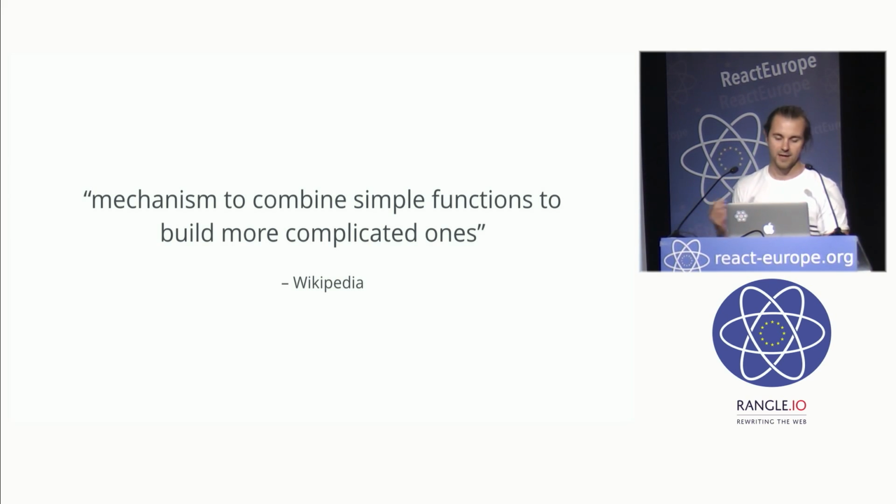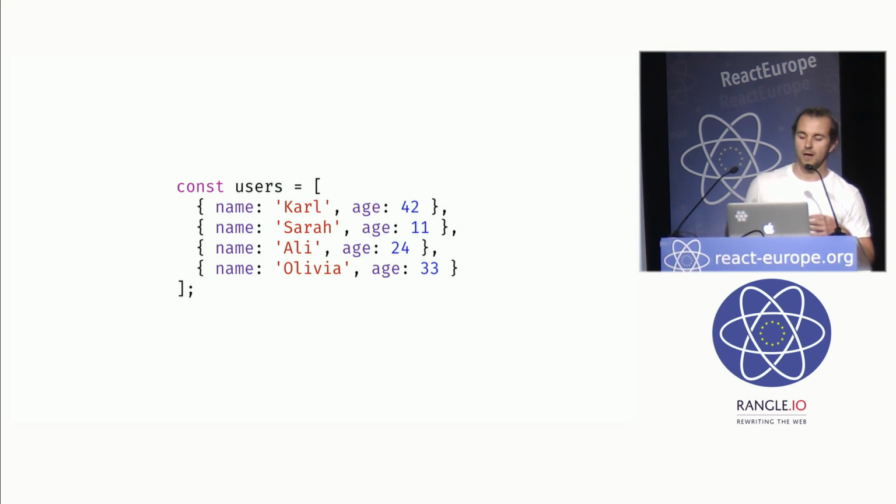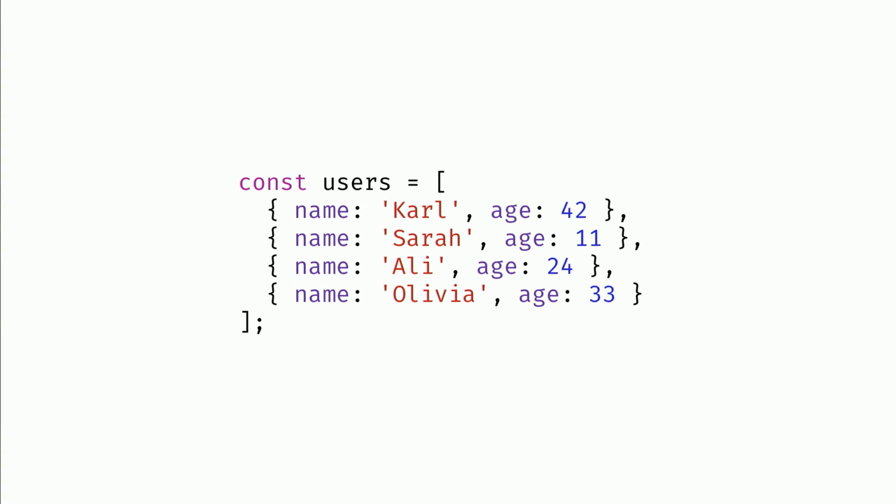Composition on Wikipedia is defined as a mechanism to combine simple functions to build more complicated ones. Cool. That's pretty generic. So what does it mean? Well, I like to start with an example because I think that's a really nice way of explaining things. So we have this list of users: Carl, Sarah, Ali, and Olivia.